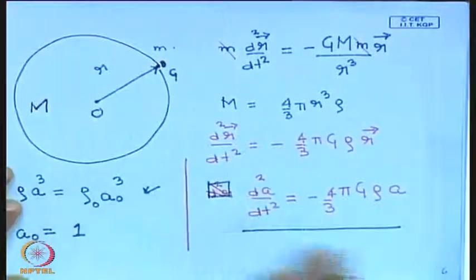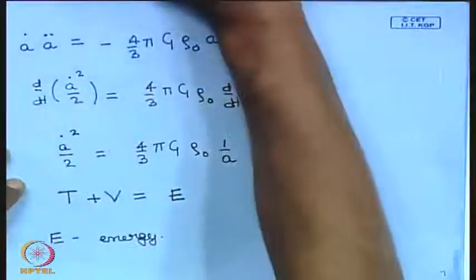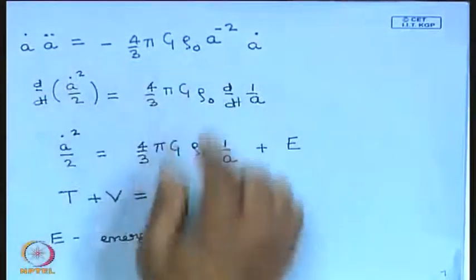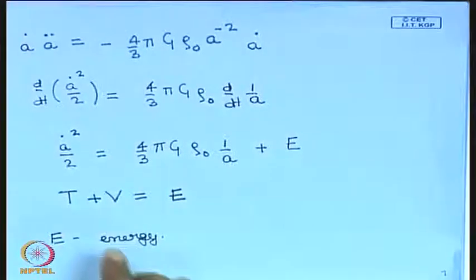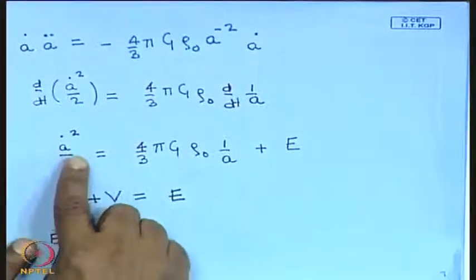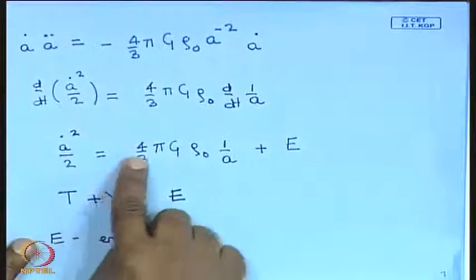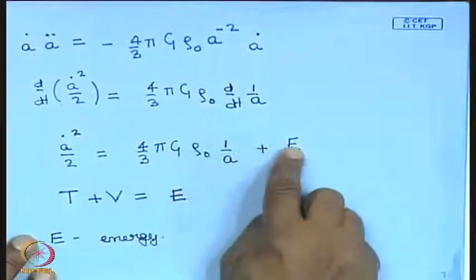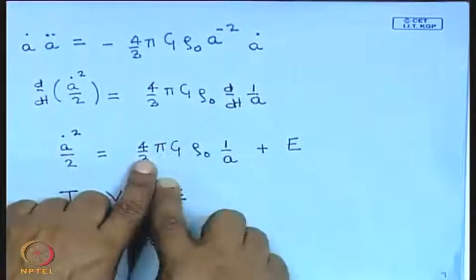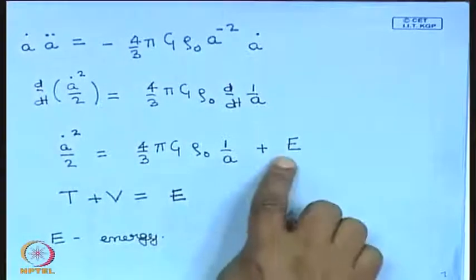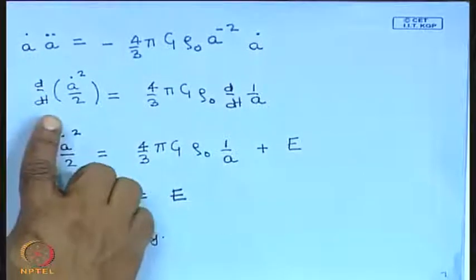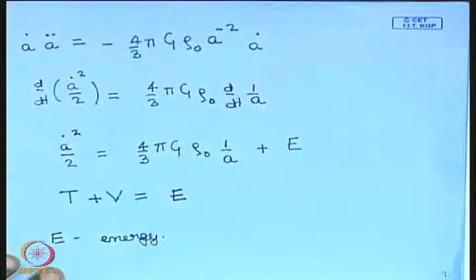So, these were the two equations that we had to solve, and we proceeded by integrating, multiplying the equation with a dot, the time derivative of the scale factor, on both sides. Then we obtained this equation: half a dot square plus 4/3 pi G rho into a, or 1 by a, is equal to E. E is a constant of integration that comes about when you integrate this equation once. So, this equation is the first integral of this equation, and we interpreted it as follows.